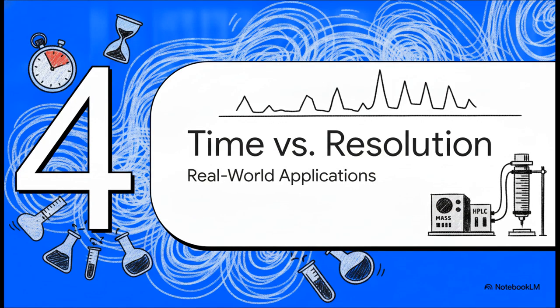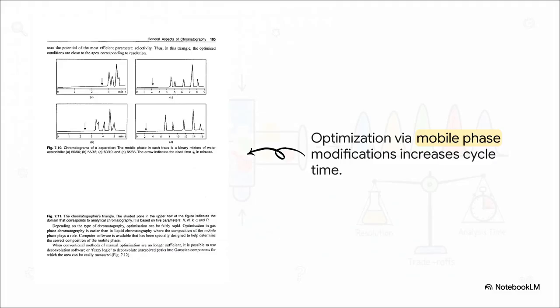All right, Section 4, balancing time and resolution. Let's step away from the abstract triangle and look at this in practice. These chromatograms perfectly illustrate the optimization of a mixture of aromatic hydrocarbons. Here in this specific liquid chromatography setup, they optimize the separation by successively tweaking the mobile phase, specifically a binary mixture of water and acetonitrile. And notice what happens as they dial in that resolution to get those beautiful, distinct peaks. The cycle time for the analysis goes way up. Getting that better separation literally just takes longer.